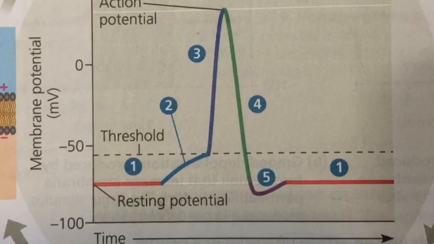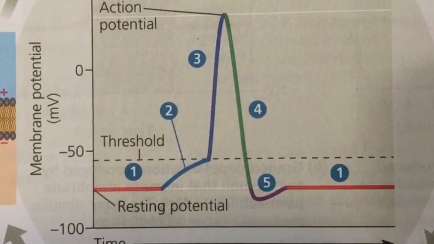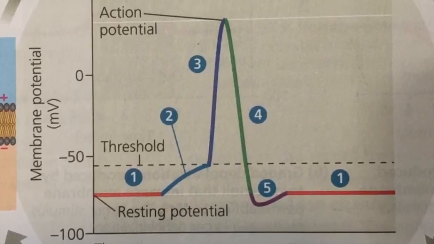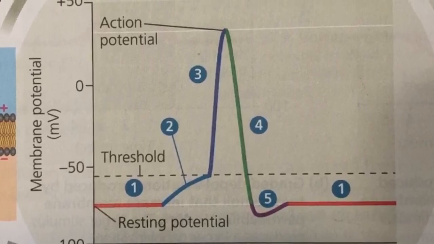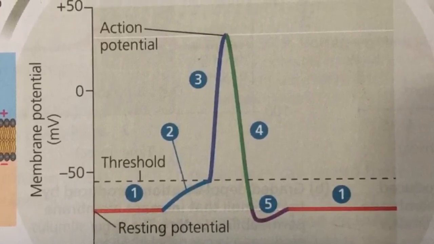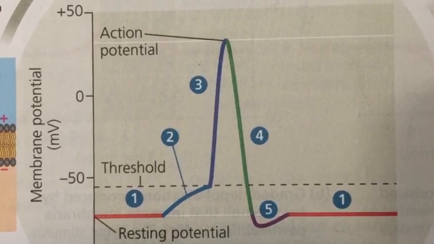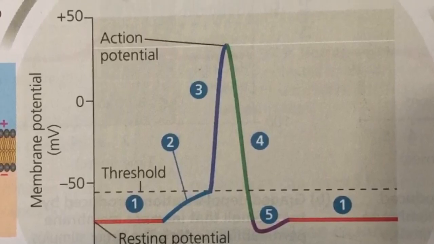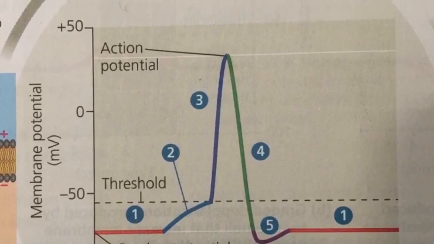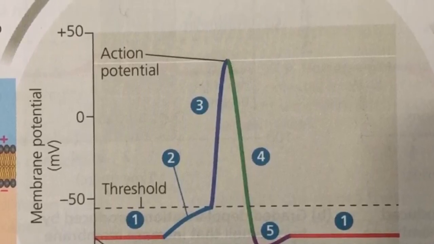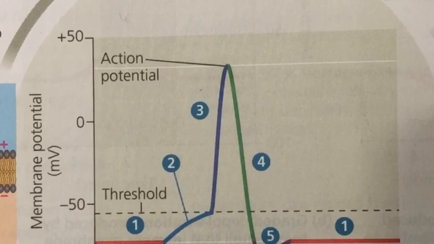outside. In step 4, the inactivation or blocking of Na channels and the opening of K plus channels causes the membrane potential to fall as the inside of the cell becomes more negative. Finally, in step 5, the membrane potential falls below the resting potential because some potassium channels are still open. When the potassium channels are closed, the Na channels are unblocked, though still closed, and the membrane returns to its resting potential.